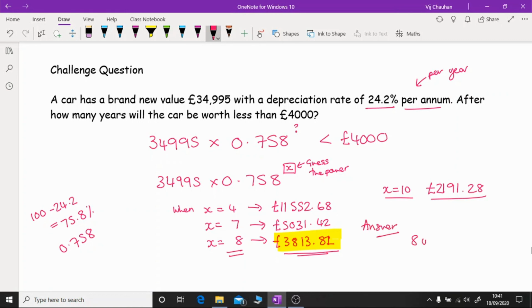is 8 years. And again, it's always worth emphasising what your final answer is, particularly like what I've got on the screen here, where your numbers are all over the place.